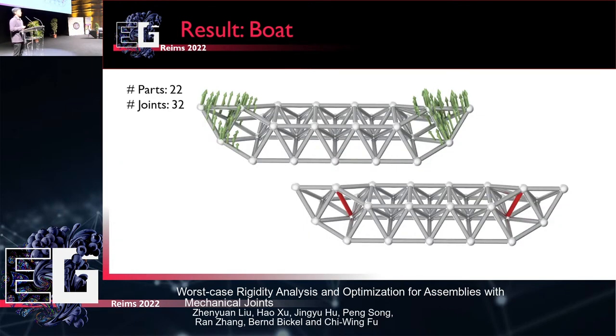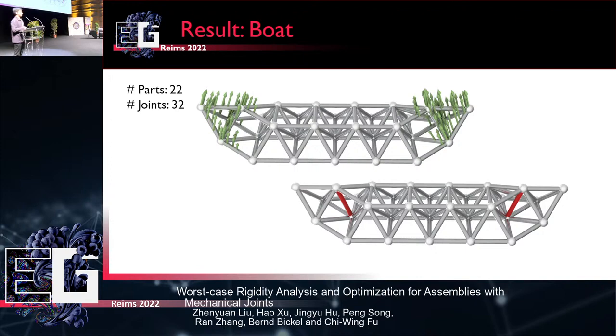Okay, and this is the final result I'm going to show. This is the boat model. In this case, we're using magnetic spheres and metal rods to build this boat model. And the initial configuration, which is the one on the top, is not rigid at all. The two ends of the boat can just go up. If you pick them up, it couldn't stay rigid, stay in its original shape.